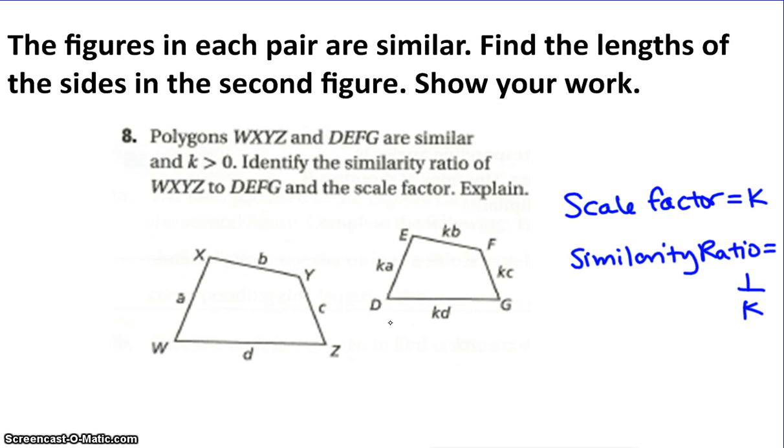Alright, so on this, we already know that they are similar. Basically, the scale factor is K. If I have KB divided by B, then the scale factor is K. The reciprocal of that is the similarity ratio.